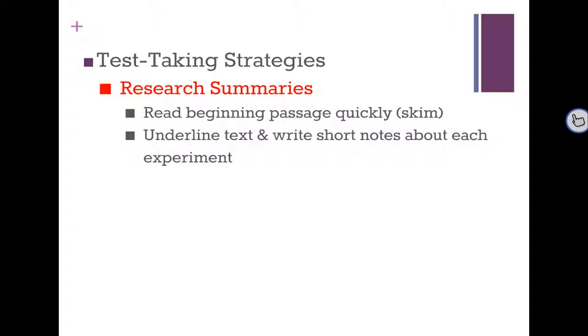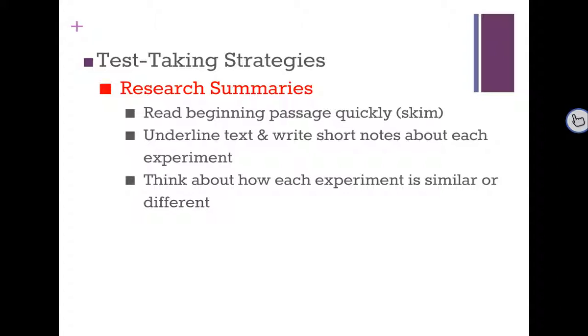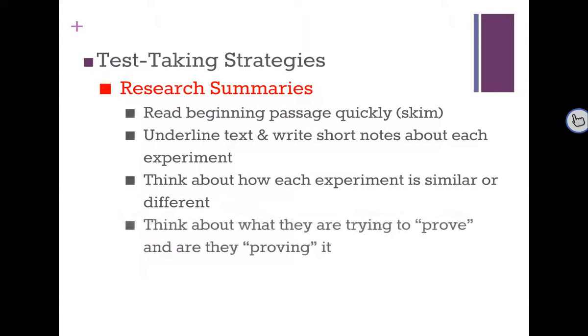So quick short writing to give a quick reference and a quick bit of information will be helpful. Think about, how is each experiment similar, or how is it different? Again, this is really good to underline and write short notes in the margins about. Think about what they're trying to prove, and are they actually proving it? This is your experimental design work that you've done since elementary school, picking those pieces out in a complex experiment. And again, marking up the text.